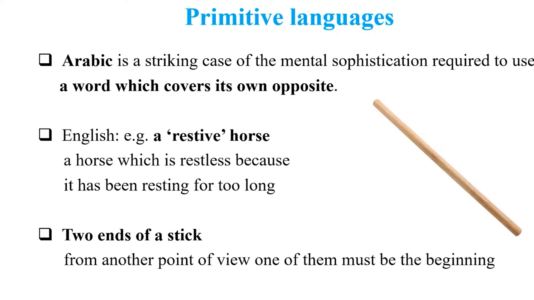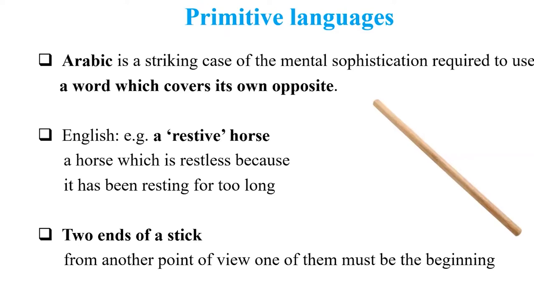This example is given by Empson. Empson gives this example, a restive horse. What is the meaning of the word restive? If you look at this word restive, this is the meaning: someone who is restless because someone has been resting too long. It covers both the meanings, rested and restless. So when you say he's restive, I mean he's restless.